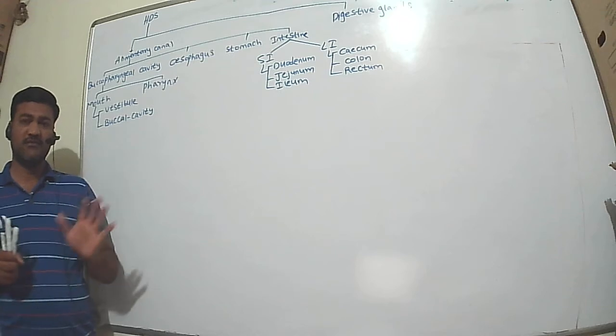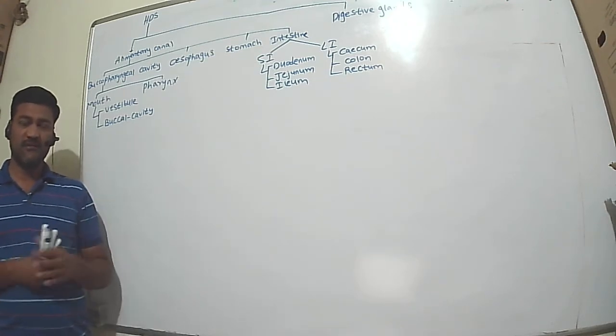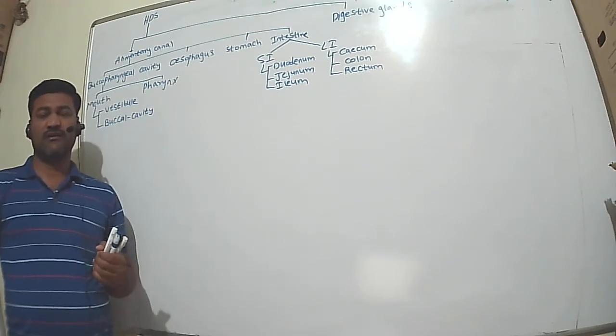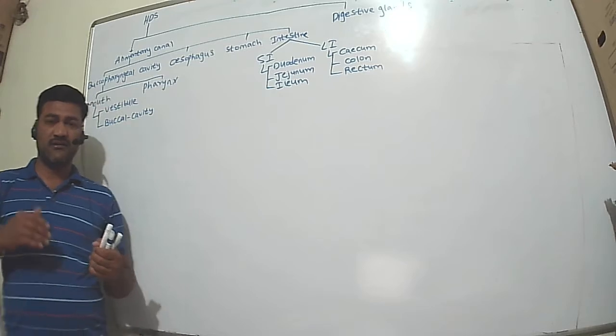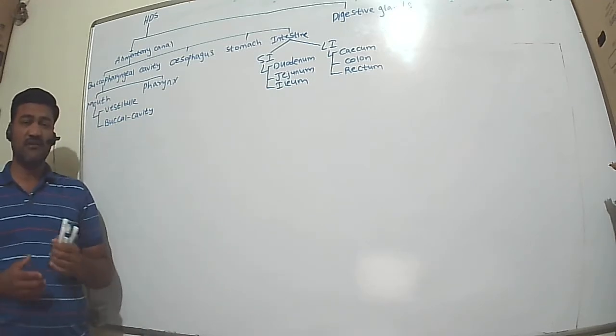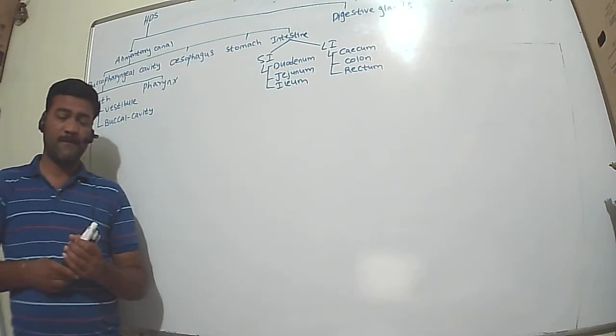And these enzymes all function in the presence of water, so they come under the class hydrolases, because in enzymes we have different classes of enzymes like oxidoreductases, transferases, ligases, isomerases, hydrolases. So these enzymes in digestive system come under hydrolases because they function in the presence of water.